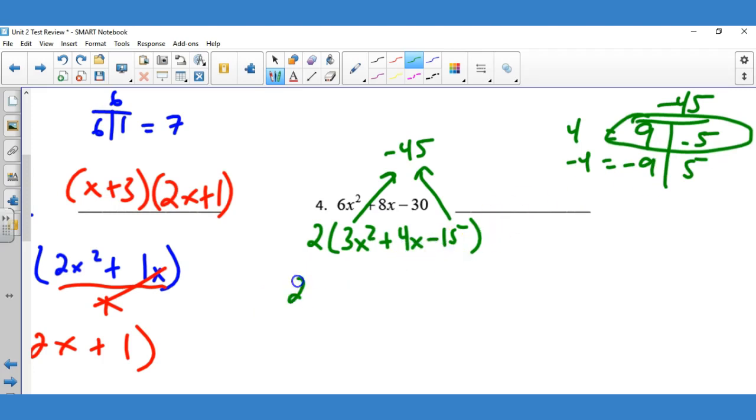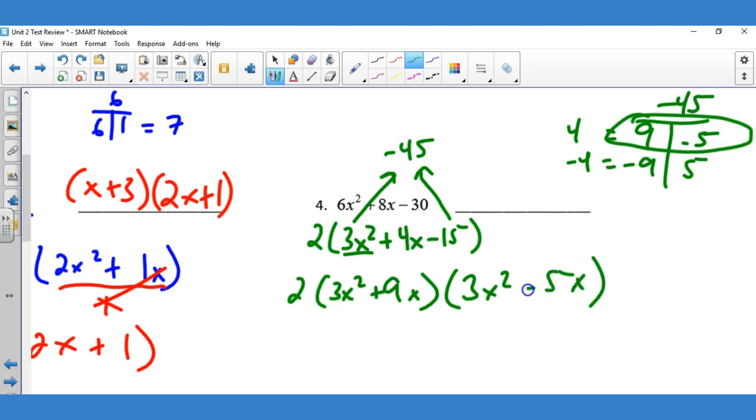So we're going to have 3x squared plus 9x and 3x squared. Remember, write this twice. 3x squared minus 5x. Okay. So now we're going to divide by the greatest common factor right here, which is 3x, and over here is going to be just x.